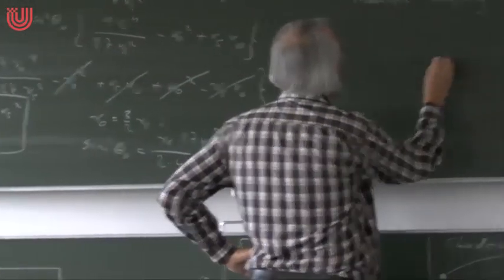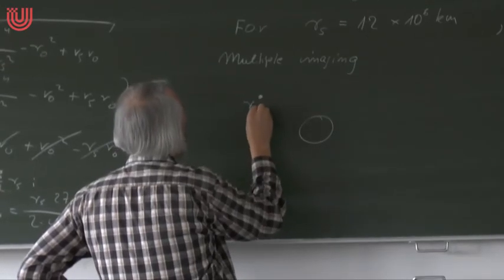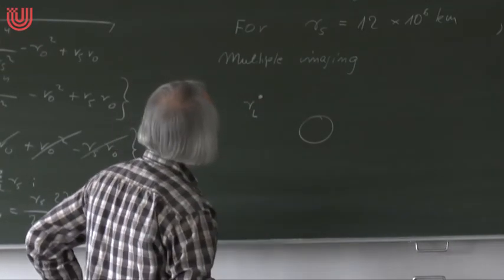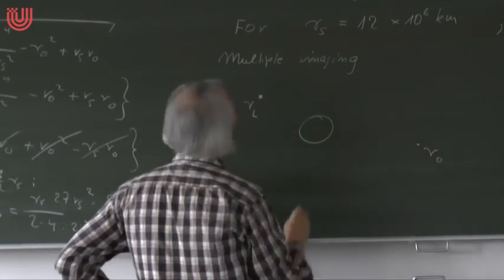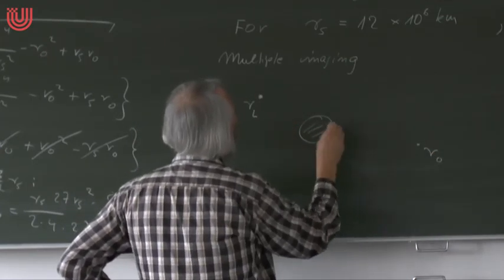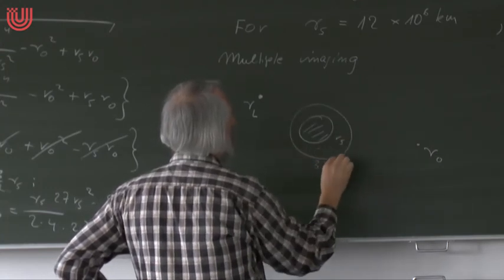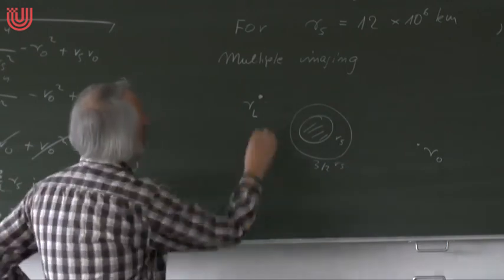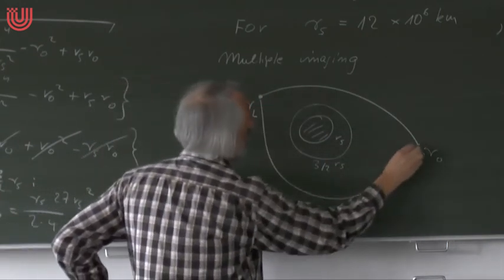So what we have, if we fix now a light source, let me write this at the radius RL. L stands for light source. And here an observer at RO. Here is our horizon, RS. Here is the light sphere, 3½ RS. What happens is the following. There's one light ray which goes this way, one light ray which goes this way.